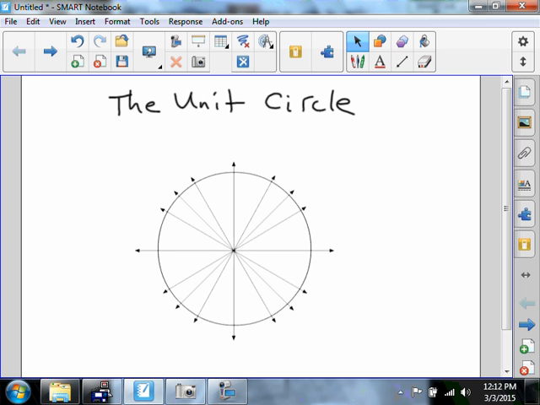Maybe I could get a volunteer from this class to come on down and fill in the circle in degrees. So while they're doing that, kind of like shoes, there's two different ways to measure angles. And we're going to be talking about those today.